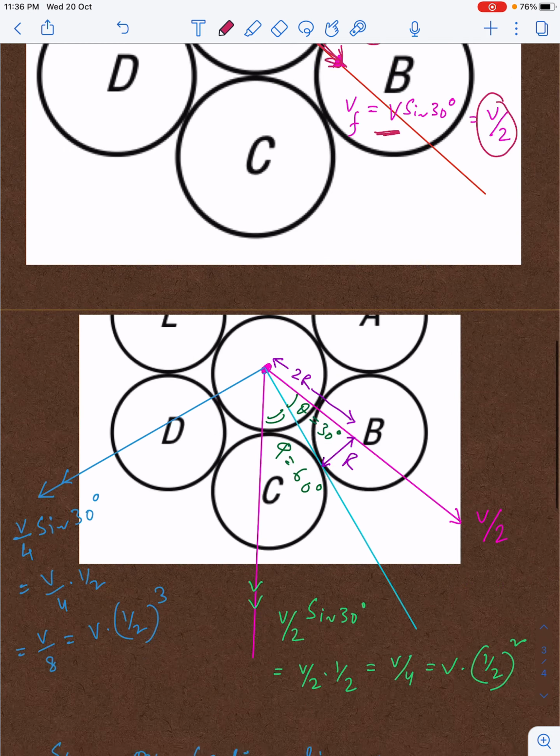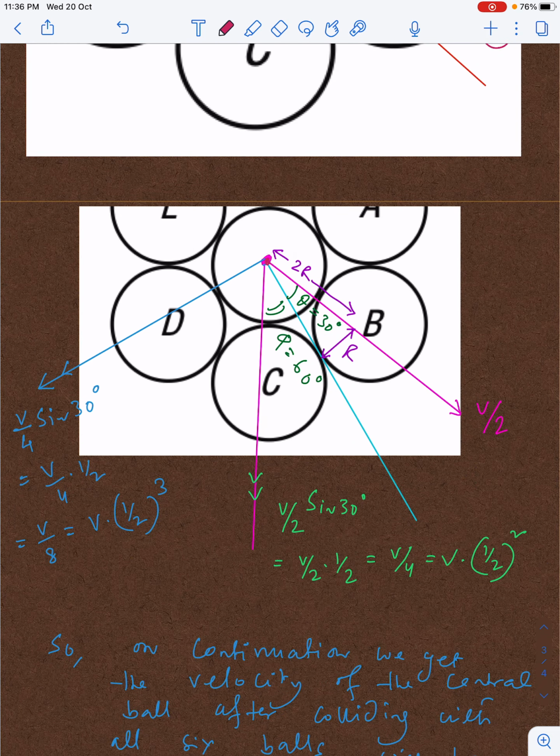So if I put V sin 30 degrees, it is coming V by 2. Now let us forget A. Think on B. The center ball is approaching towards B with velocity V by 2. So definitely after collision, it will be deflected towards C with velocity Vf sin theta. Now Vf is V by 2 into sin theta. So V by 2 into sin 30 degrees means it becomes V by 4. So V by 4 I can write as V into half squared. Now once it collides with C, then it will move towards D, with what velocity? V by 4 sin 30 degrees. So it becomes V by 8. So that is V into half cubed.